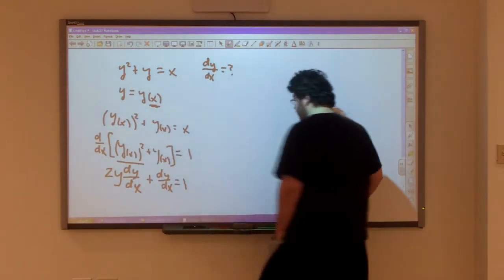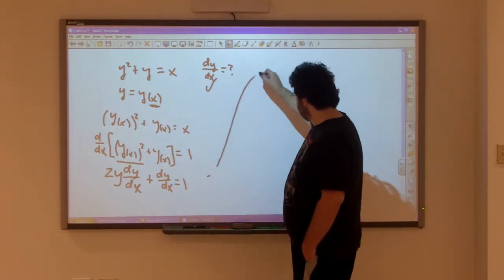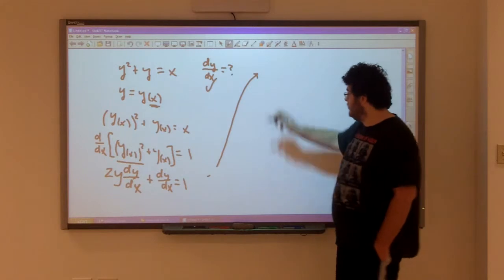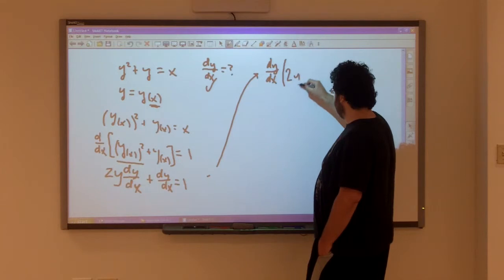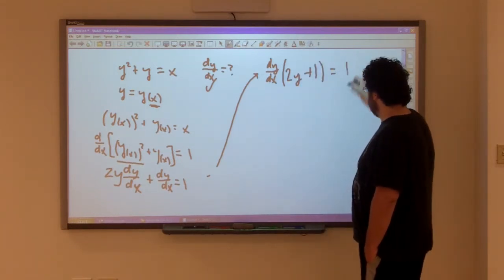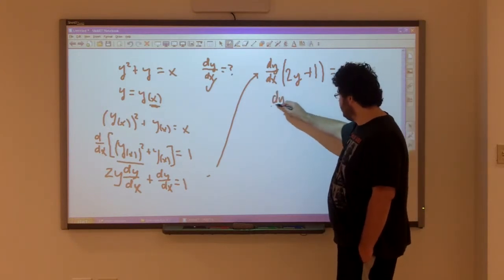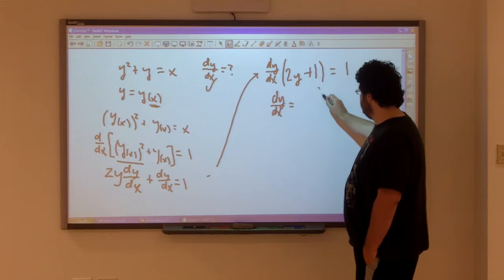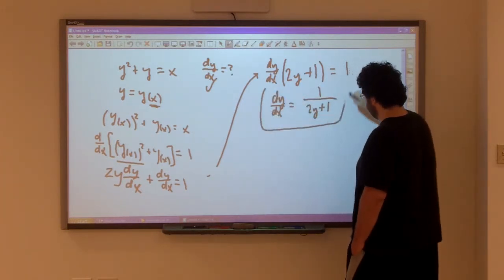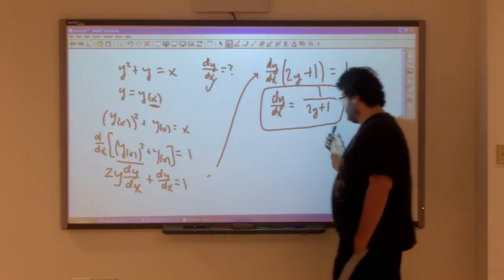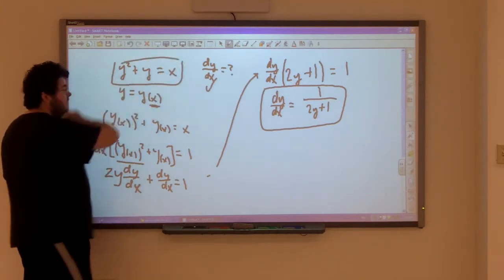So now we have a dy/dx in our equation, which is exactly what we wanted to solve for in the first place. So what do we do? We just factor out a dy/dx from both parts. So we have dy/dx times 2y plus 1 equals 1. So we're going to divide by this, leaving us with dy/dx equals 1 over 2y plus 1. And so this is the slope of the tangent line to any point on this curve.